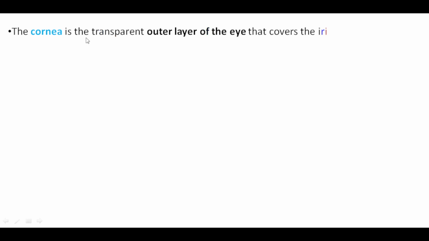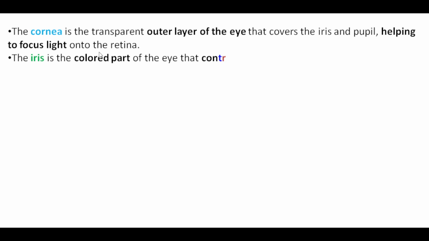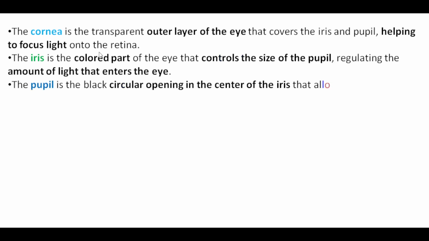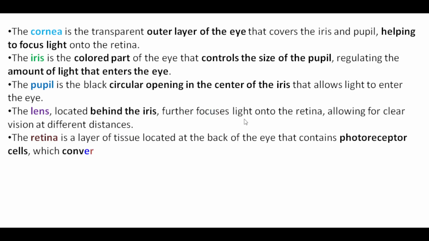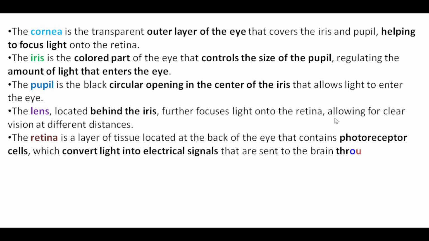The cornea is the transparent outer layer of the eye that covers the iris and pupil, helping to focus light onto the retina. The iris is the colored part of the eye that controls the size of the pupil, regulating the amount of light that enters the eye. The pupil is the black circular opening in the center of the iris that allows light to enter the eye. The lens located behind the iris further focuses light onto the retina, allowing for clear vision at different distances.